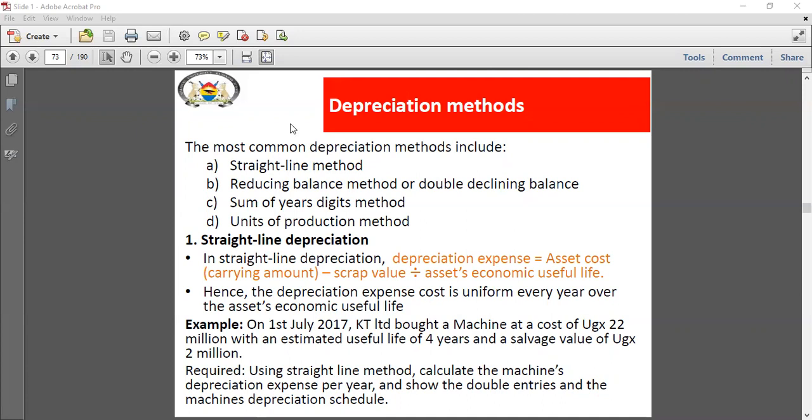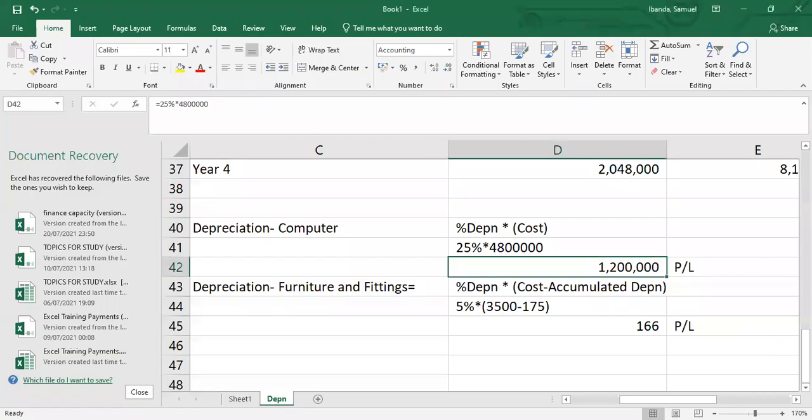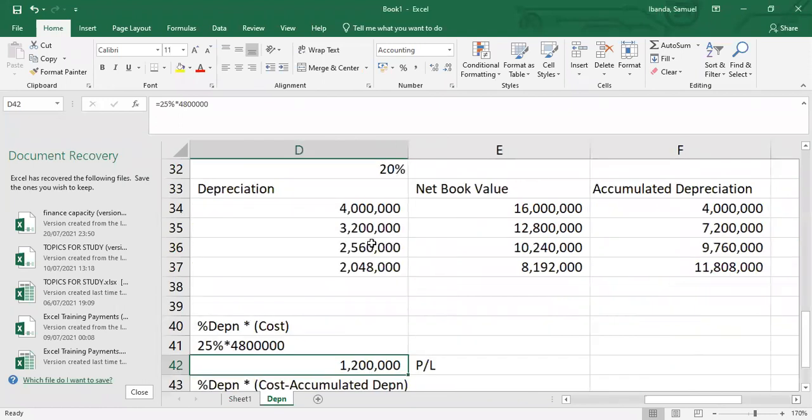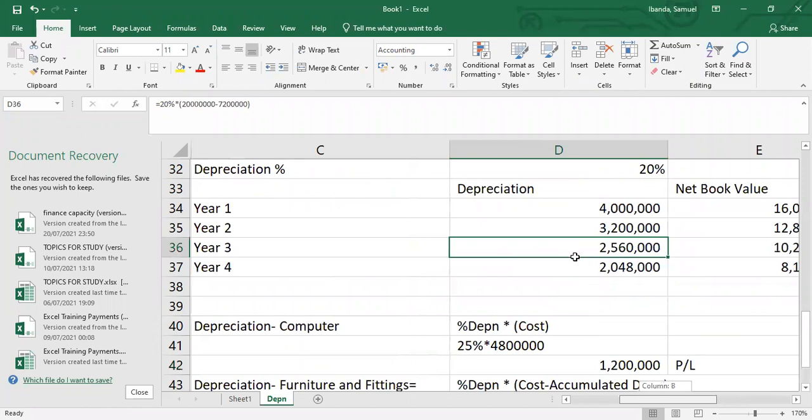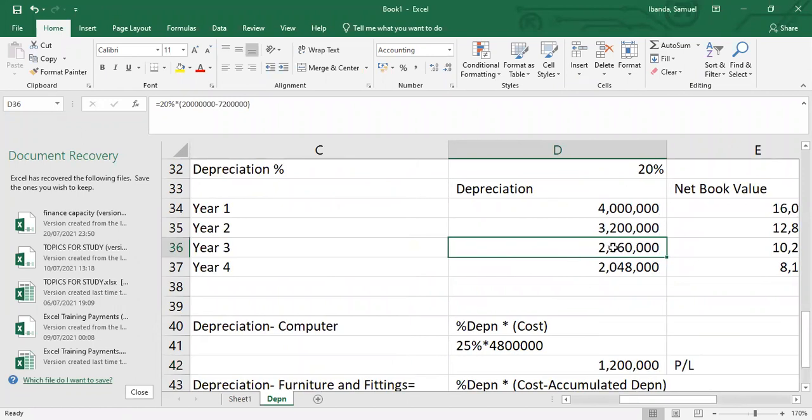If you're calculating the depreciation, instead of me doing cost minus the accumulated depreciation at the start, I can just do 20% times this net book value. You get it? Same principle basically.